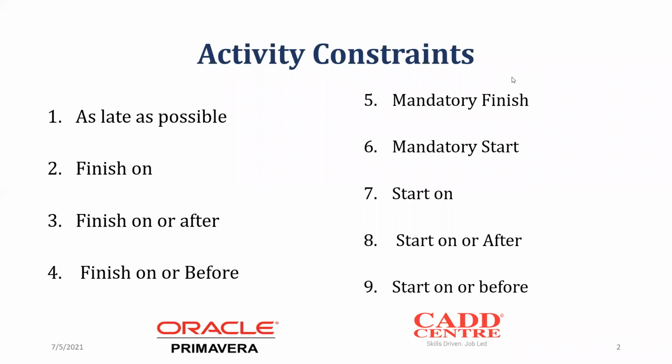Then there is a finish on or after. So this one gives the allowance for that activity to be finished either on that date or after that date. So it means that it can be delayed, because it can be finished even after that particular date constraint. Then there is finish on or before. For finish on or before, it means that it should be finished on that particular date or before. So there is no allowance to finish that activity after that particular date that you selected.